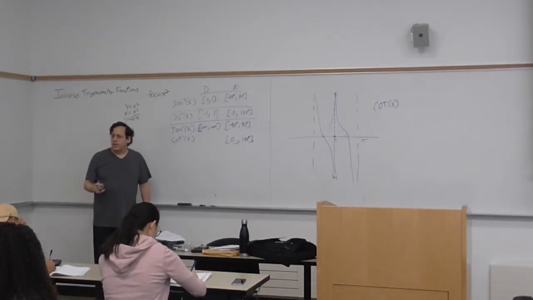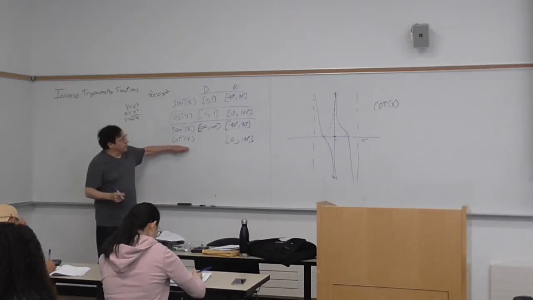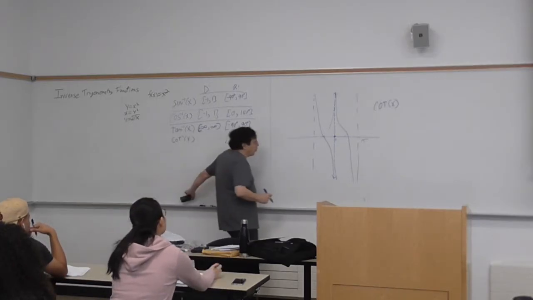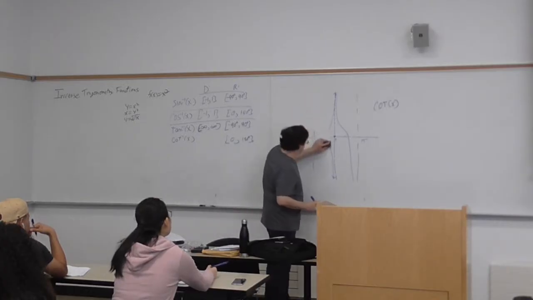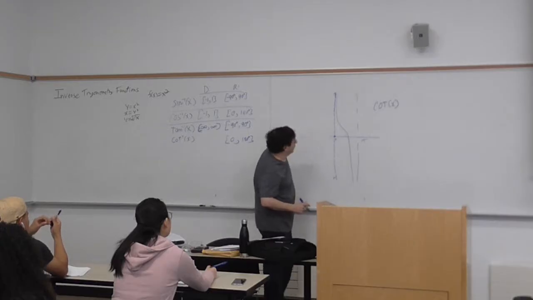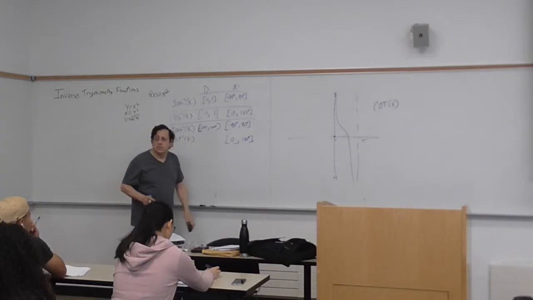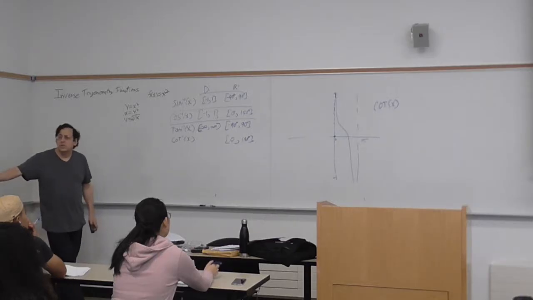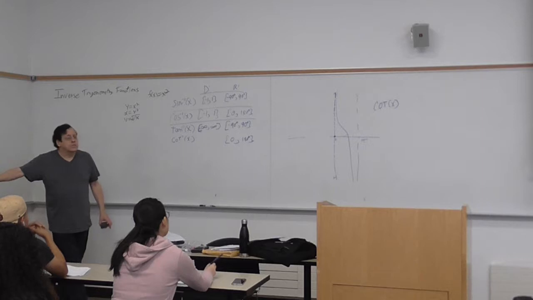What's its domain then going to be? What's the domain of the inverse function? Or conversely, what's the range of this restricted cotangent function? Any thoughts?